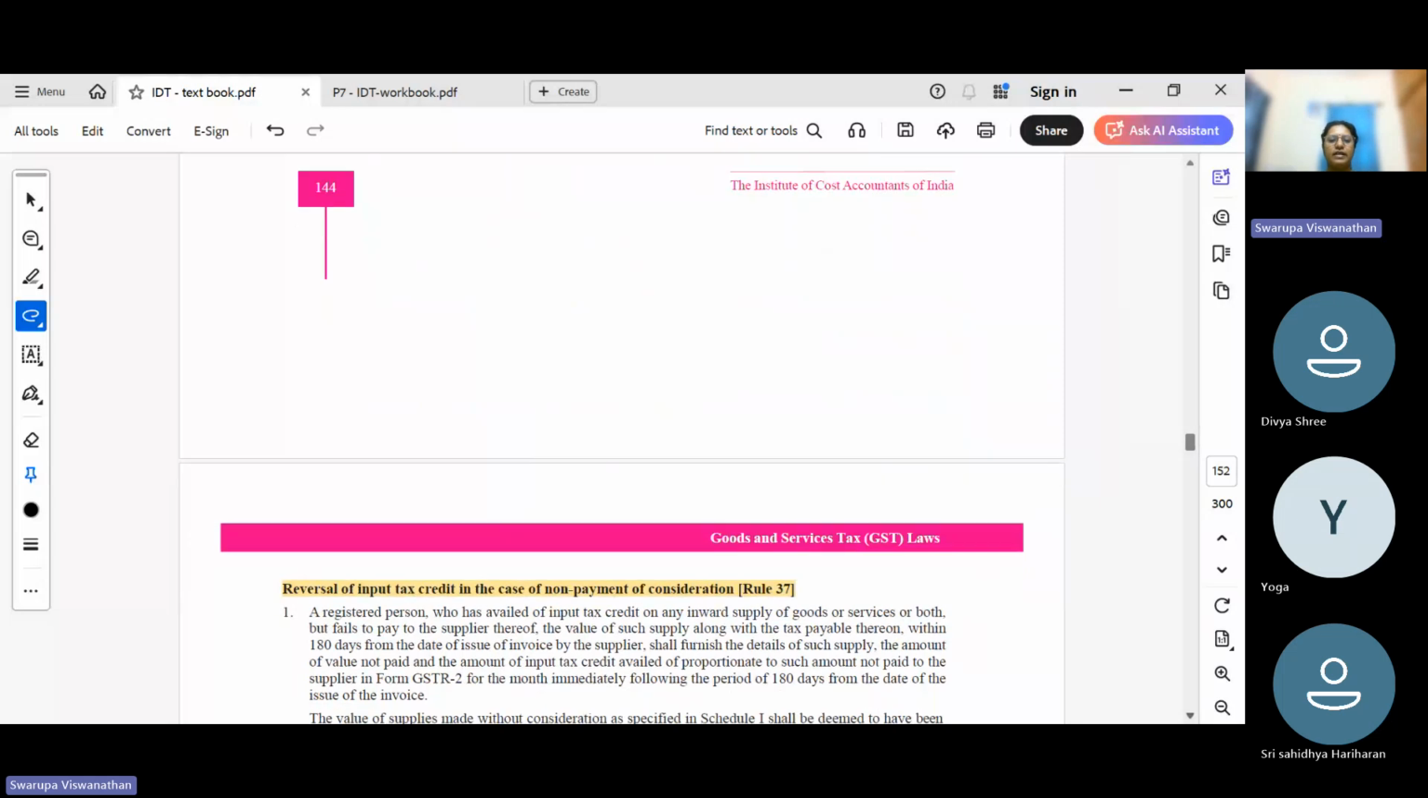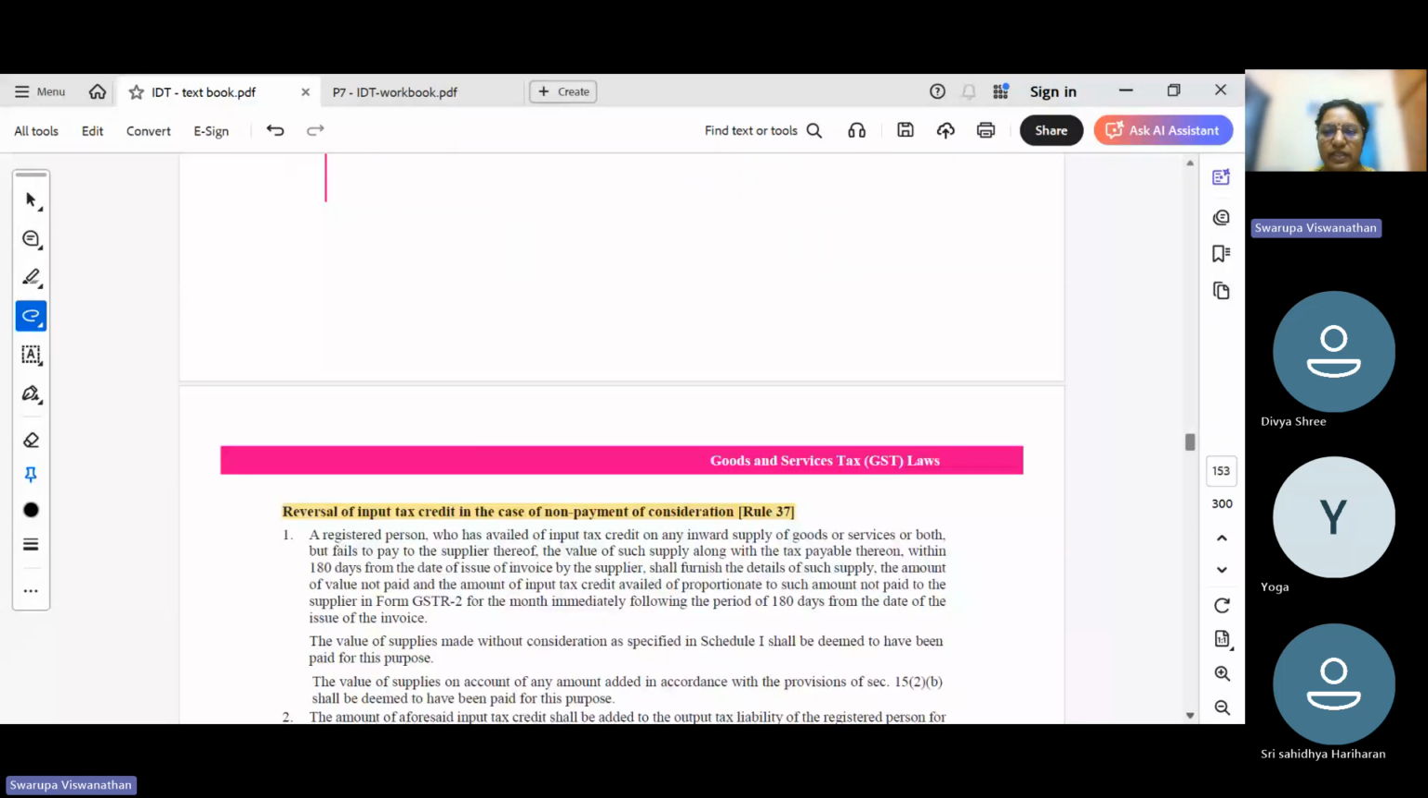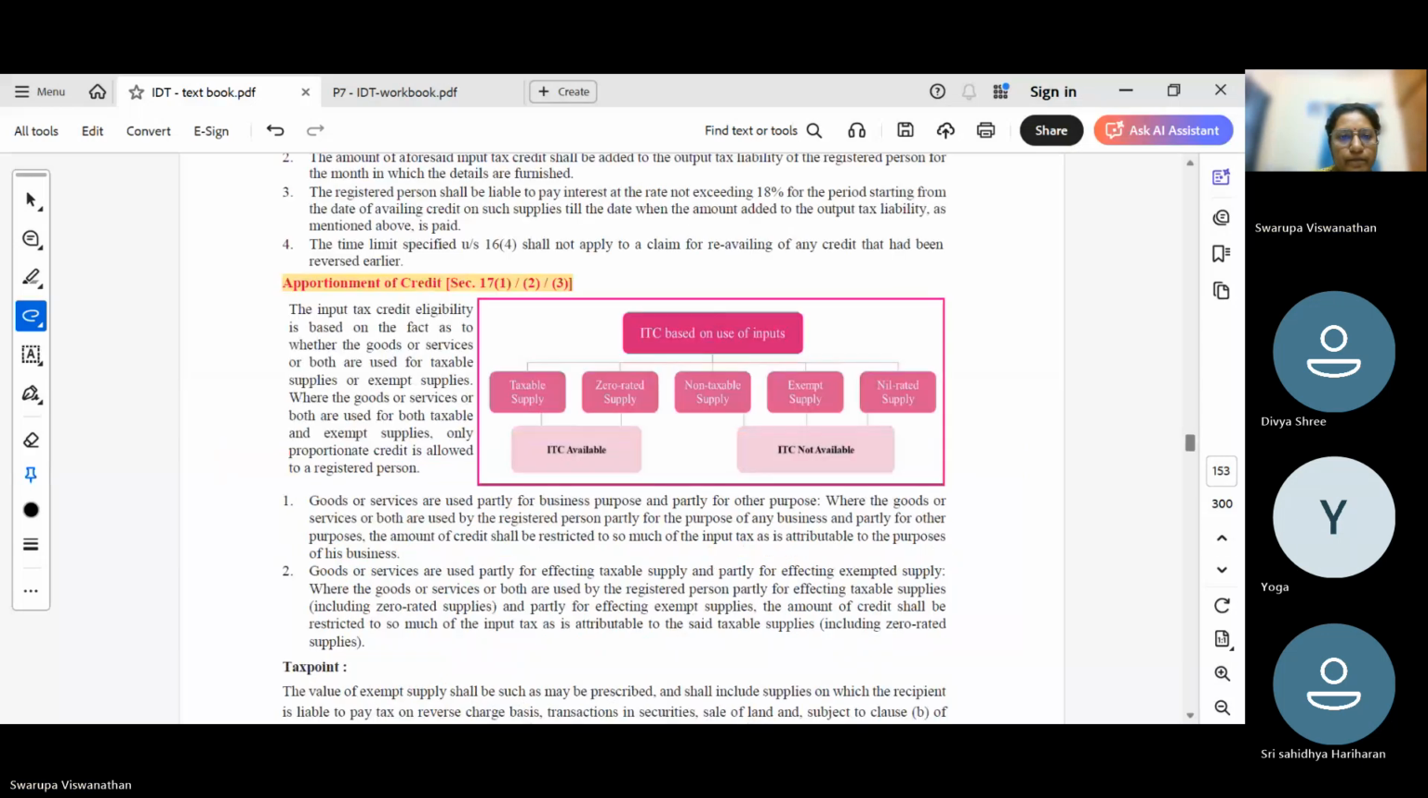So reversal of credit in case of non-payment of consideration. We have discussed this. It is non-payment of consideration within 180 days. Okay, that is with respect to section 16.